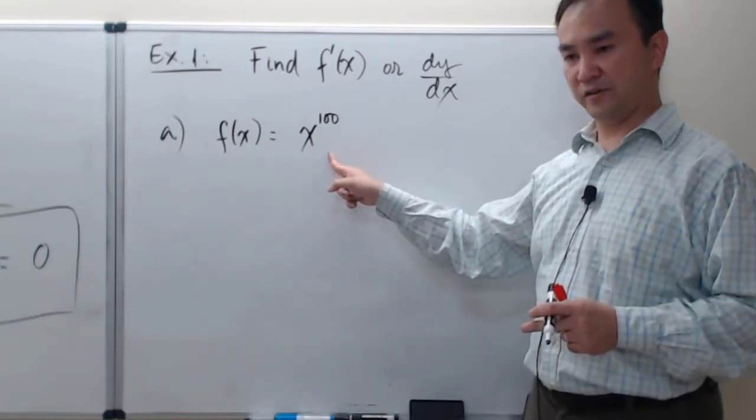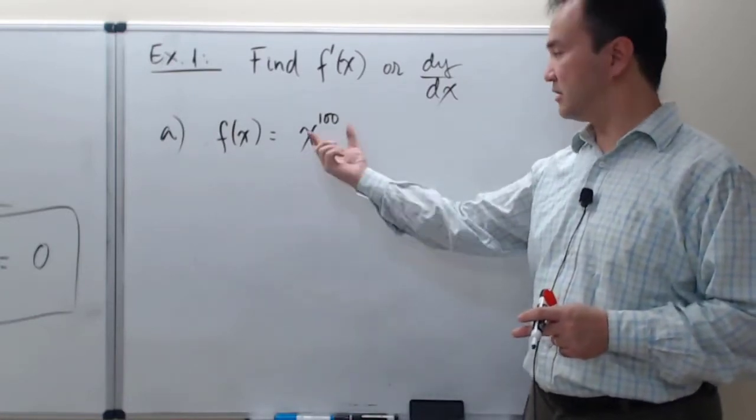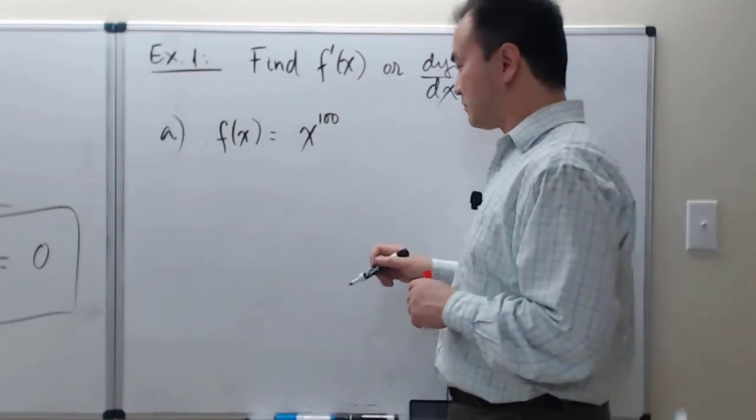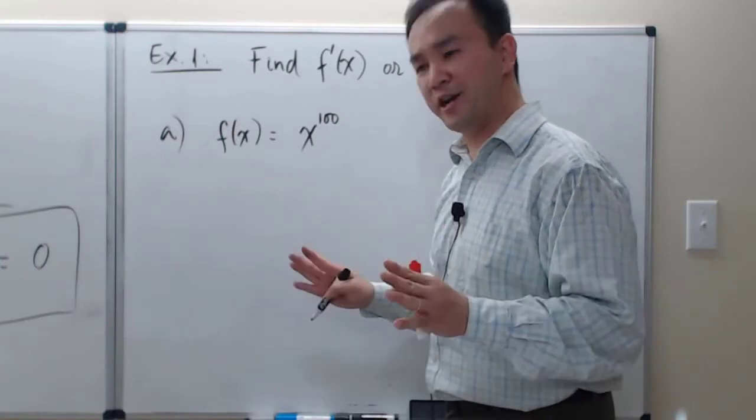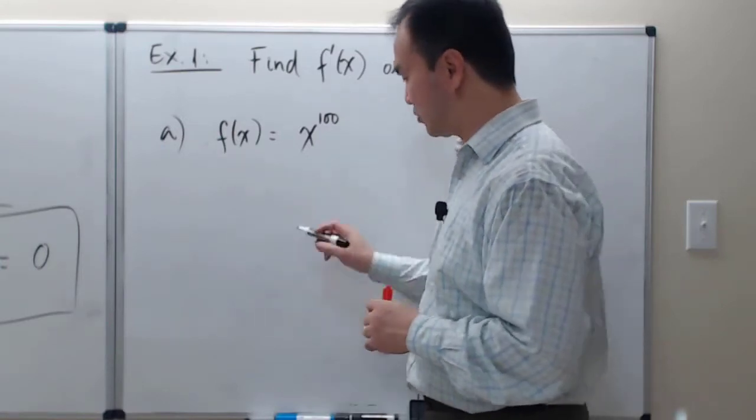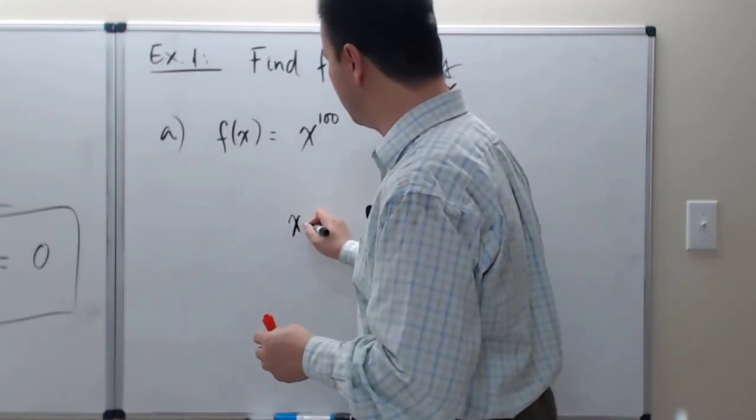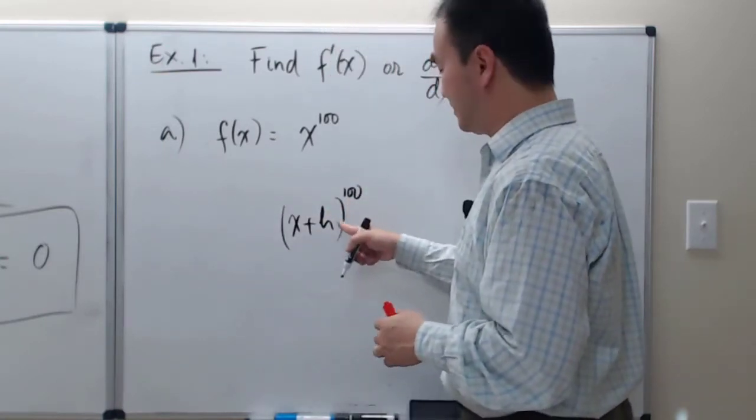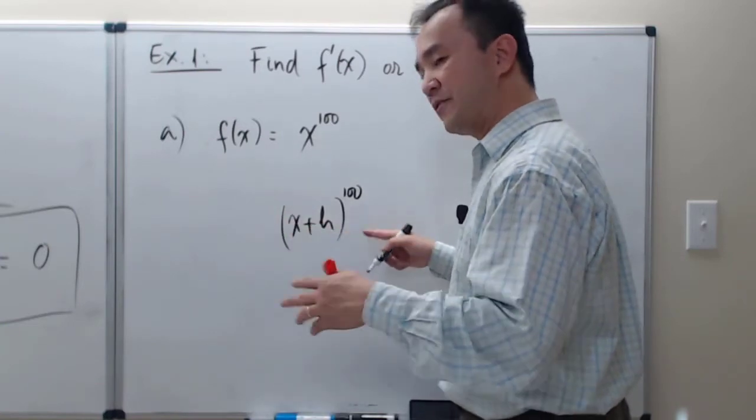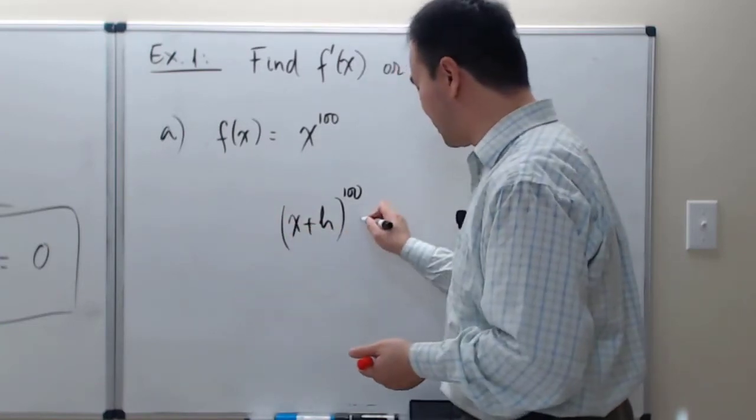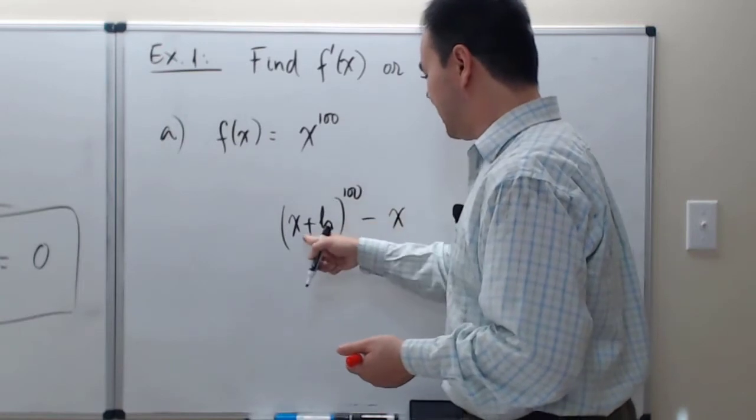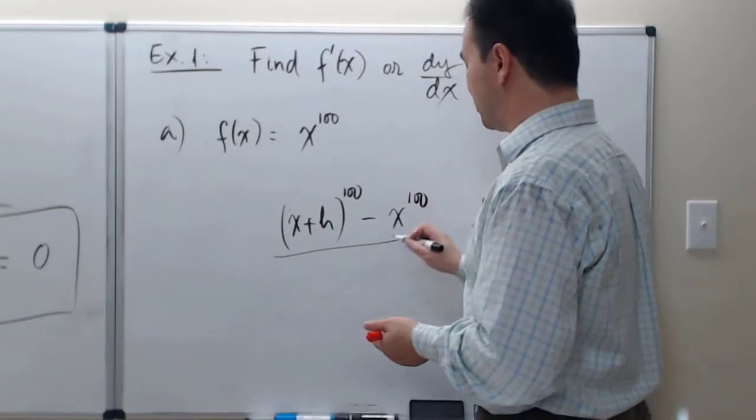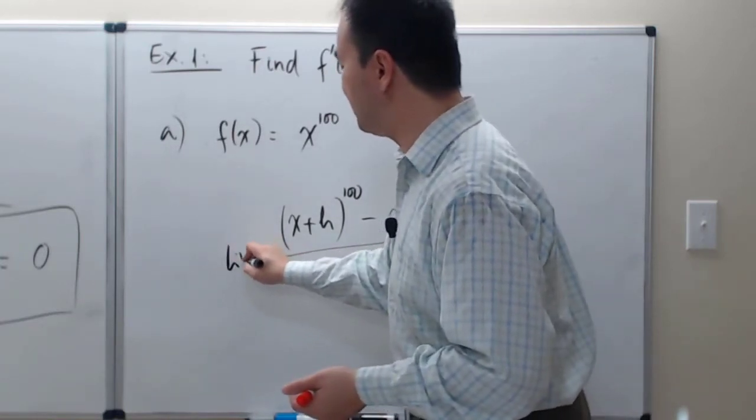It's a power function. The input variable here is being raised to the power 100. The whole point of learning the power rule is that we do not want to do this. We don't want to do f of x plus h minus f of x divided by h, and then end up with the difference of (x plus h) to the 100 minus x to the 100 divided by h, and take limits.